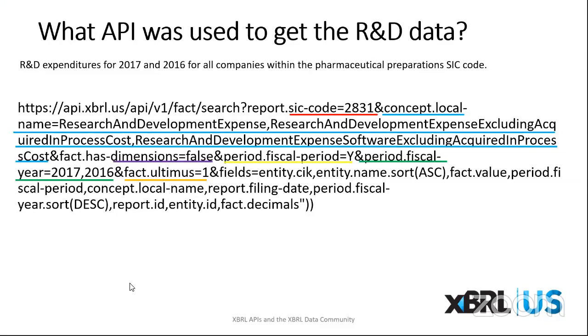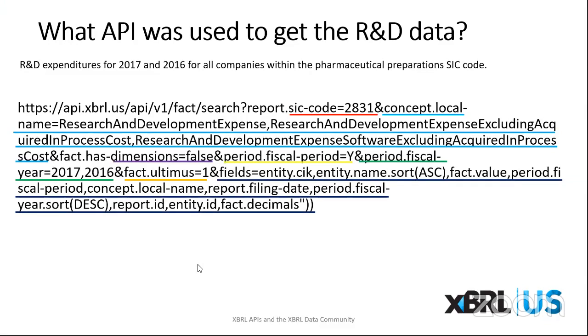I then said I want fact.ultimus equals 1. Ultimus is something used in the API that explains I want the latest. If ultimus equals 1, that means just give me the latest figure for that. Oftentimes in a filing there are going to be more than one data point, maybe 2017, 16, 15. So you want to get the latest data that's available.